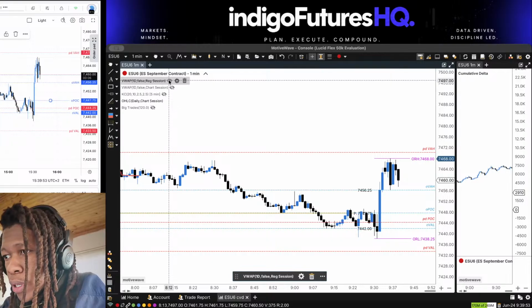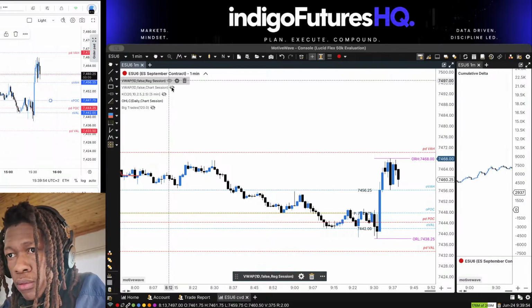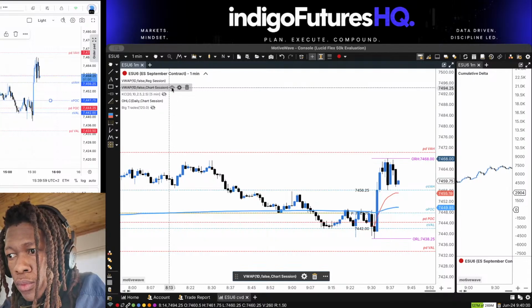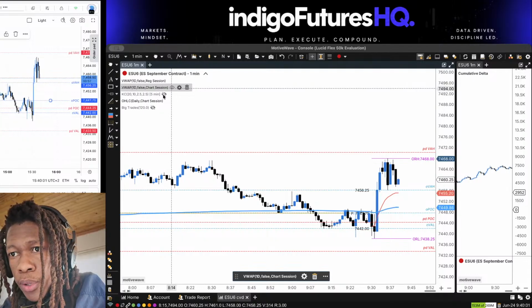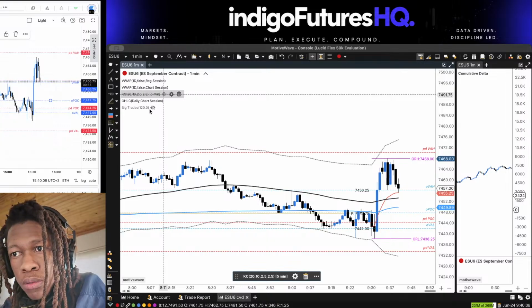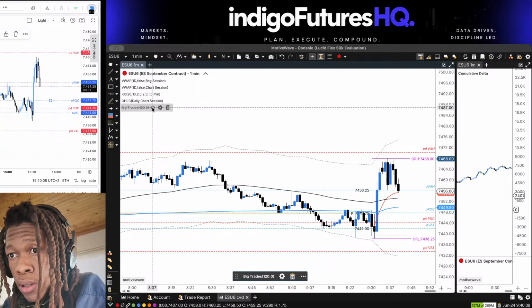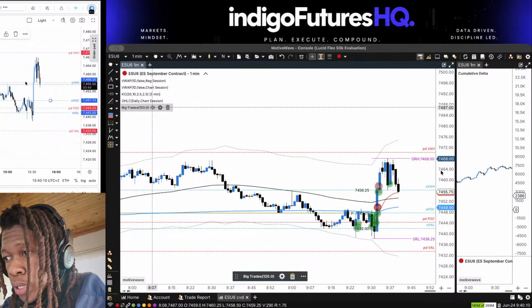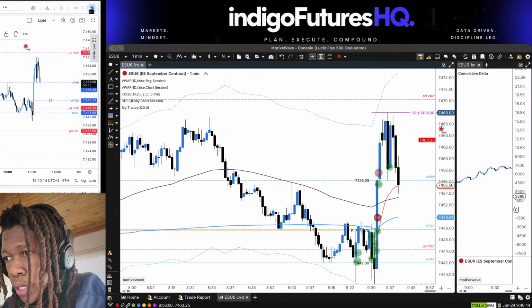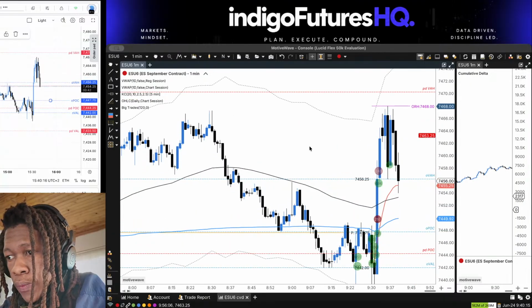Let's put our VWAPs on. Globex VWAP on. Yeah, let's also throw on our partner channel, so you know our open, high, low, close is on. Let's turn on big trades. Make this a little wider. 10 minutes into New York.